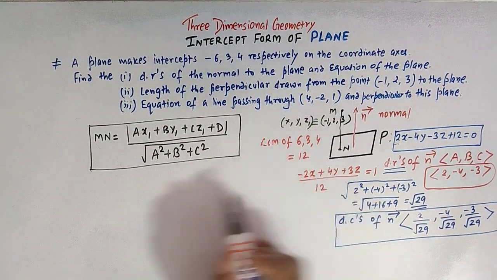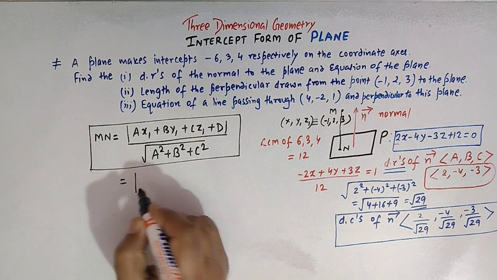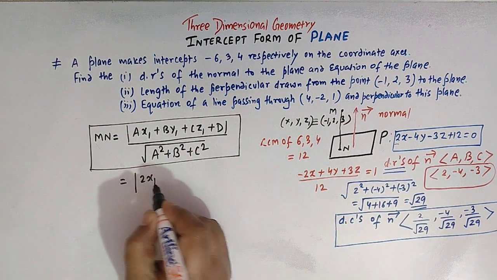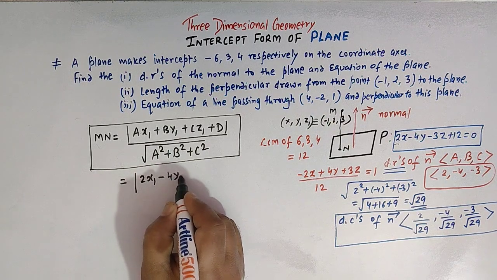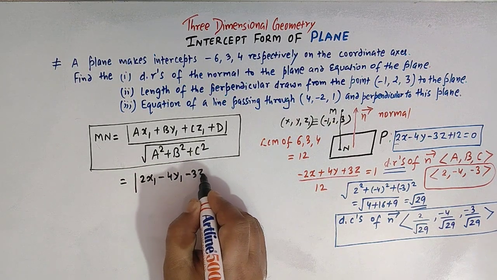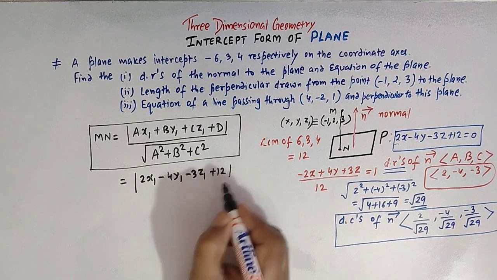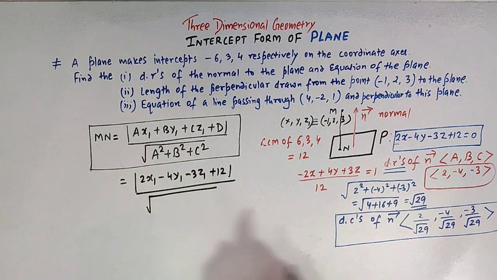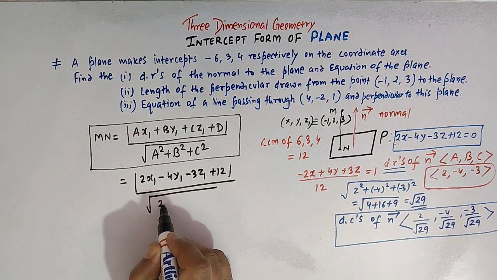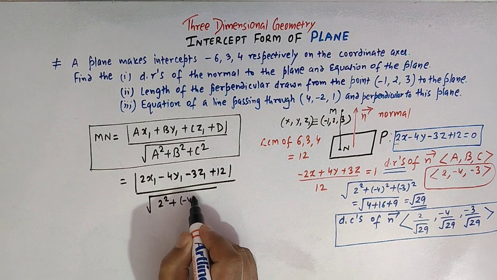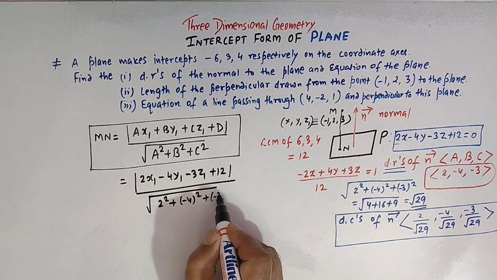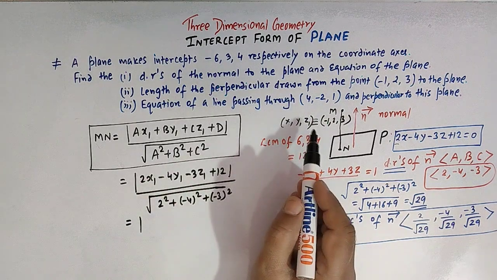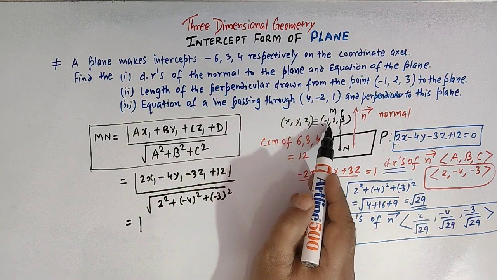So now the length of the perpendicular MN is given by, here we have AX1, so we have 2x1 minus 4y1, then we have minus 3z1 plus 12, and divided by the square root of a square plus b square plus c square, and that is 2 square plus minus 4 square, and here we have minus 3 square, right? And now we can substitute the values of x1, y1, z1.